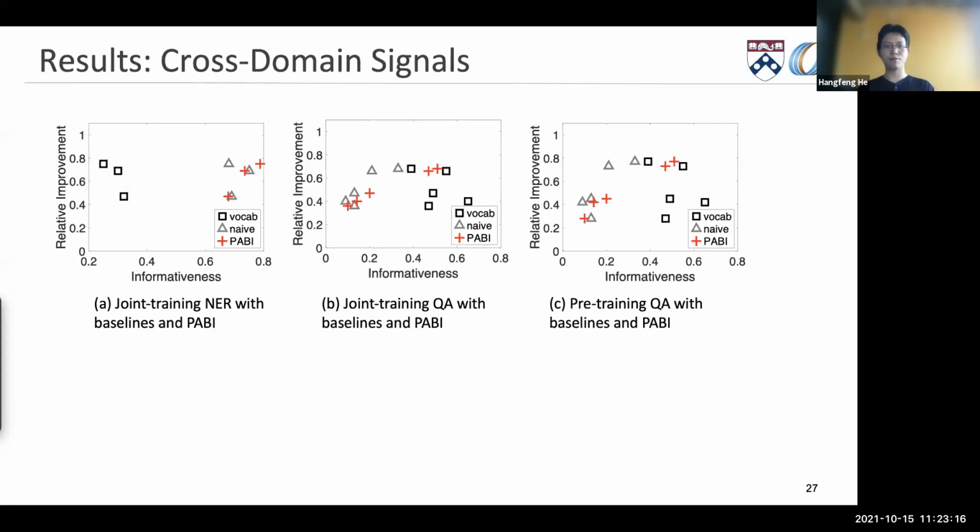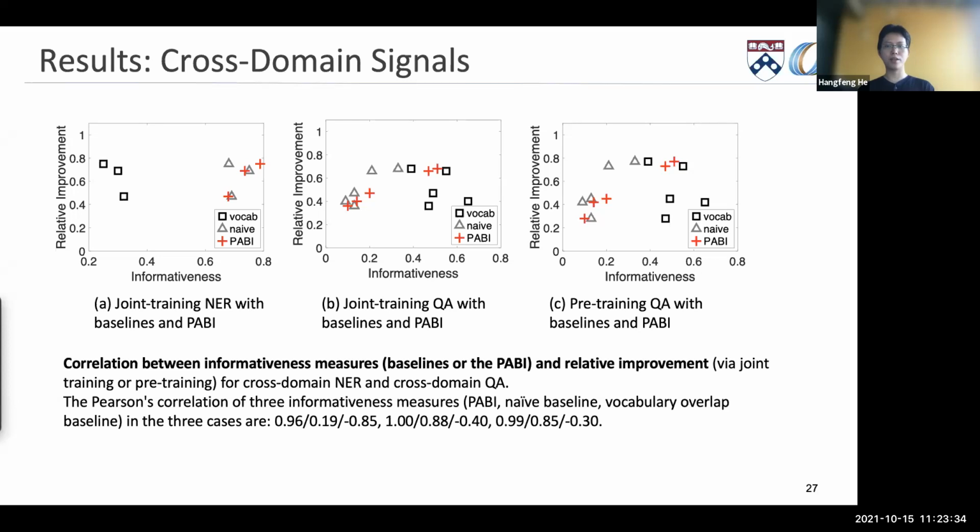In our experiments, we found that there's a strong correlation between the relative improvement in experiments and PABI in 3 settings: joint training NER, joint training QA, and pre-training QA. Compared to the other 2 baselines, we can see that the correlation between PABI and the relative improvement is much stronger. We can see that PABI can be used to measure domain similarity in some sense. Overall, we can see that PABI is a good informativeness measure for various types of incidental signals.